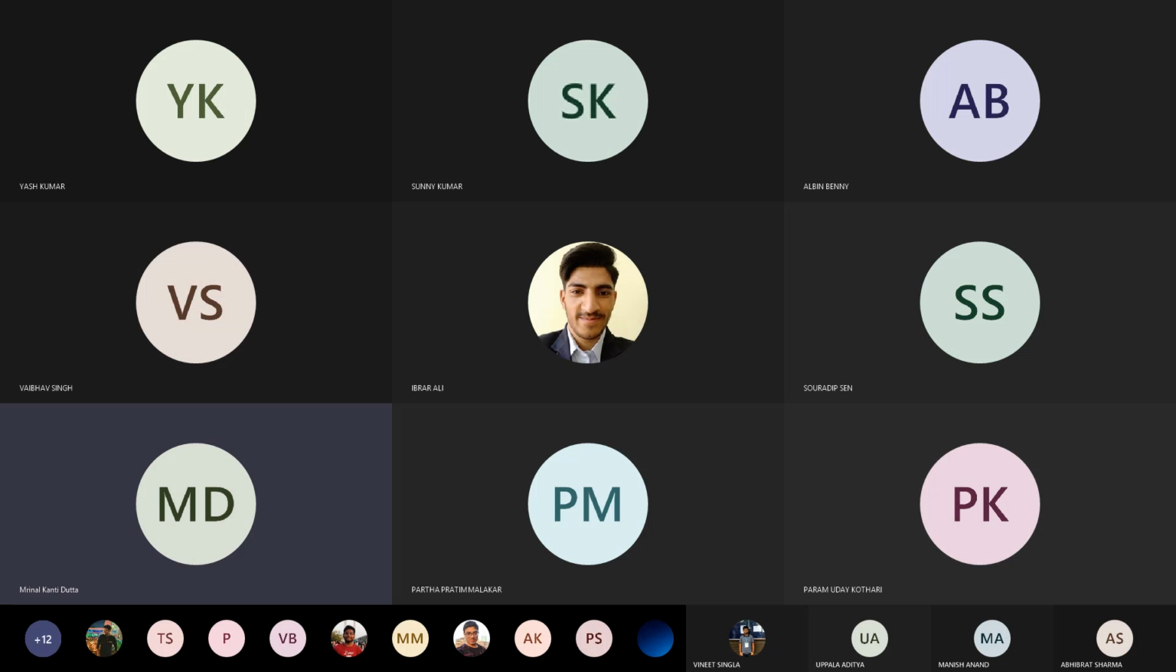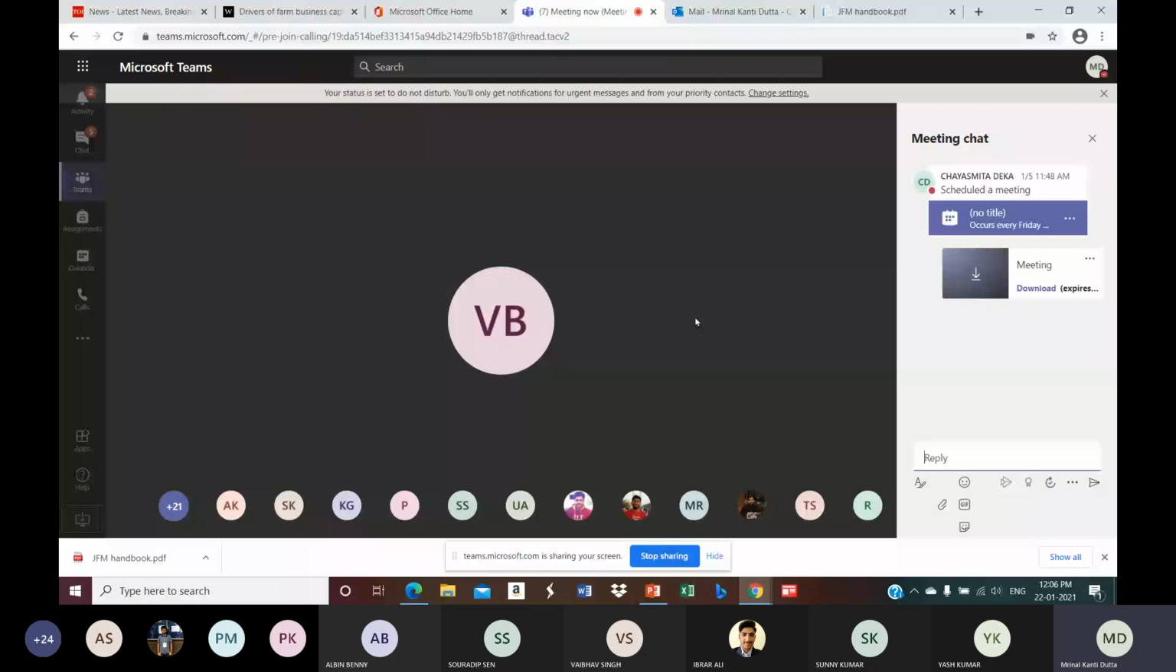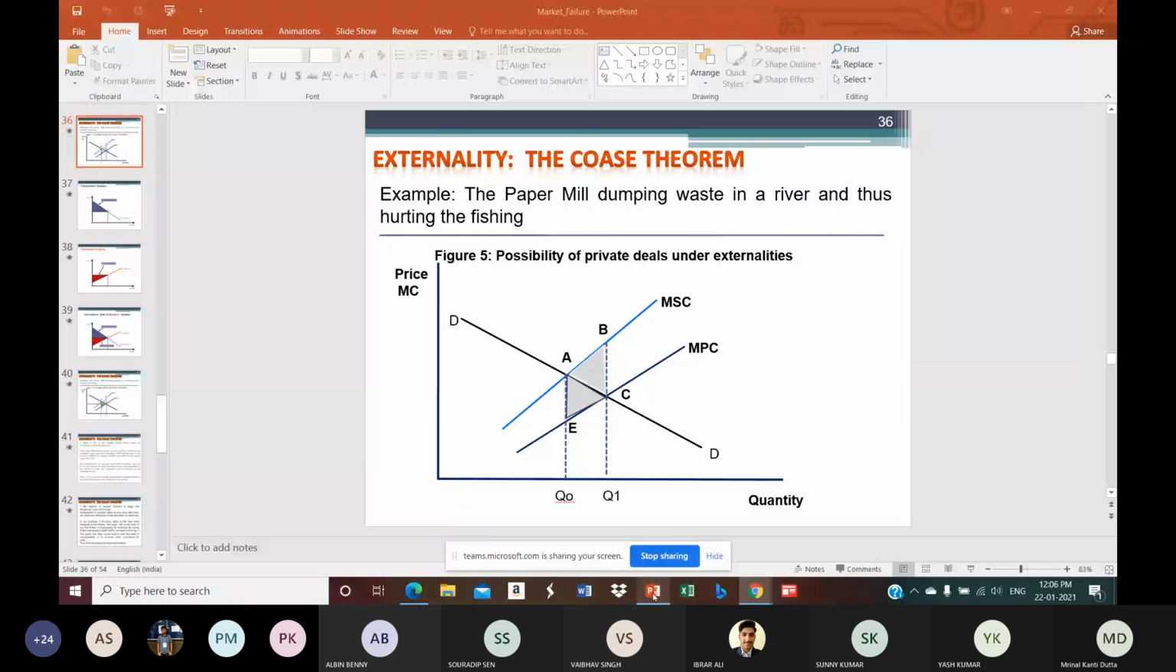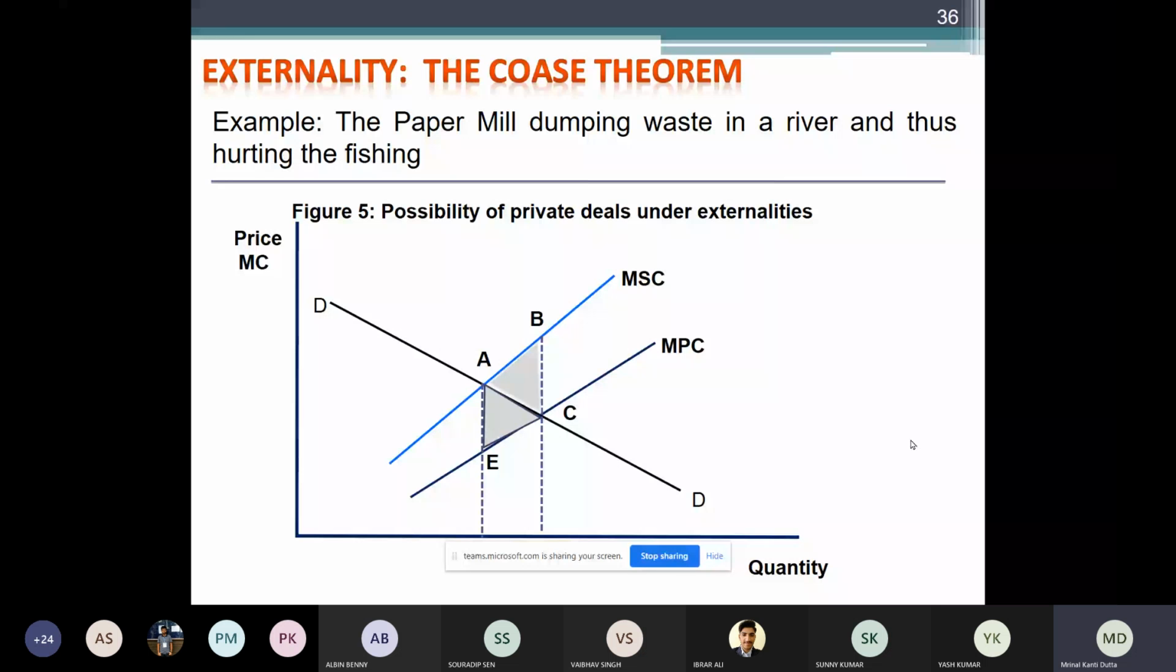the cost theorem. So of course that was with the help of an example. So let's go to the diagram first. So this is the diagram wherein we have tried to show that it's a kind of paper mill dumping the waste into the river, and the fishermen community is being affected.